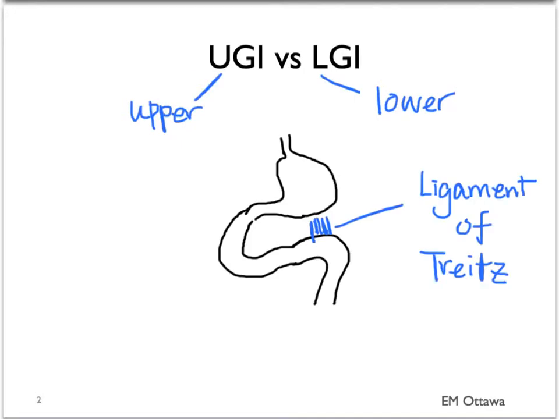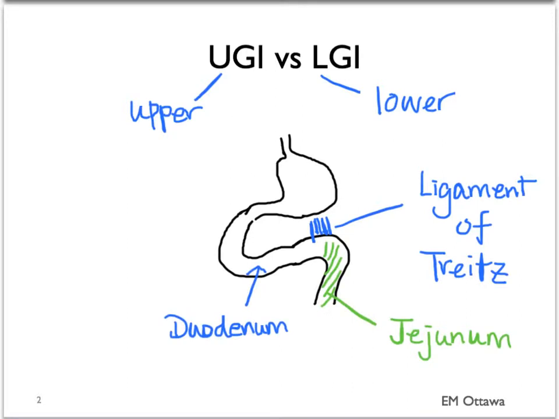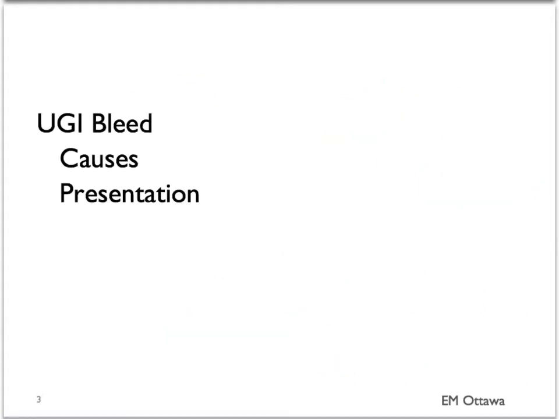The dividing line is the ligament of Treitz, which extends from the small intestine between the duodenum and the jejunum. Any bleeding that is proximal to that ligament is classified as an upper GI bleed. Any bleeding distal is lower. In this segment, we will focus on the causes and presentation of upper GI bleed. We will discuss each cause and how they might present.